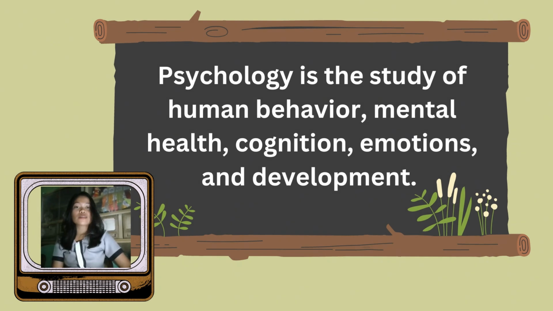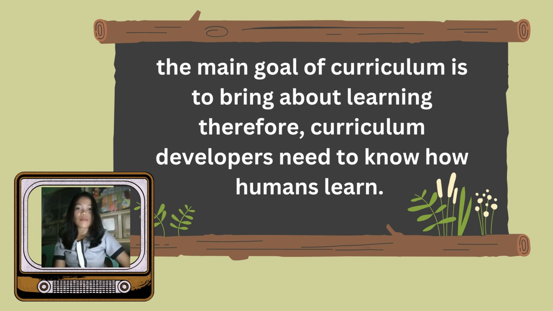So before we start, let's first define the word psychology. What is psychology? Psychology is the study of human behavior, mental health, cognition, emotions, and development. It covers everything from understanding individual minds to how we interact with society and provides tools for improving well-being. So since the main goal of the curriculum is to bring about learning, curriculum developers need to know how humans learn so that they can incorporate psychological principles when they design, develop, and implement curriculum.